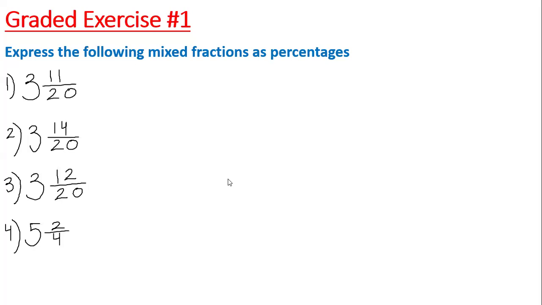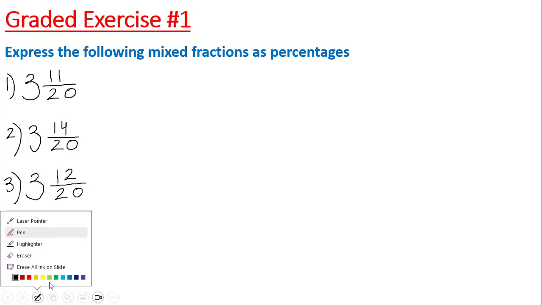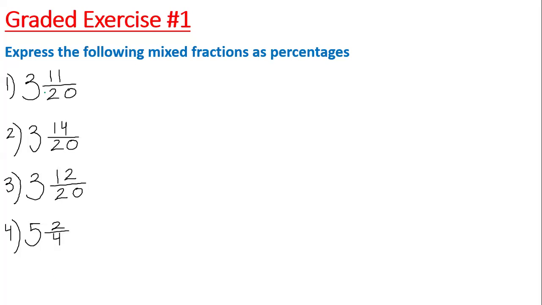Excuse me, Mr. Petit. You see the answer section? I did. All right, let's go ahead and do number 1. So for number 1, what is your answer? 355. Okay. So we say 3 times 20, that's going to give us what? 60. 60 plus 11. 71. 71 over 20. Very good.